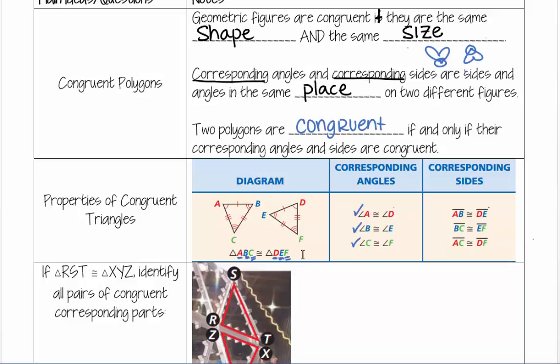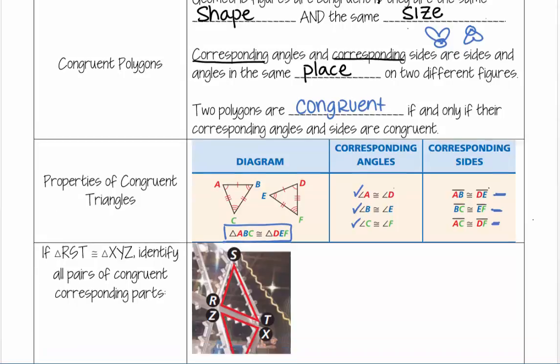And then same thing with side lengths. This congruence statement down here tells you what side lengths are the same. So AB and DE are the same size right here. BC and EF are the same size. And then AC and DF are the same size. So this congruent statement down here and this picture tells us what things we know are equal.